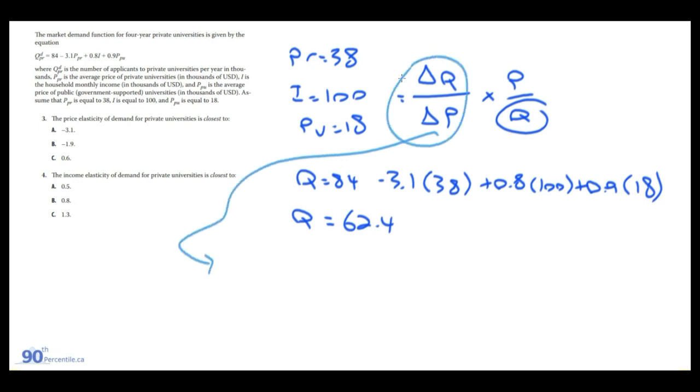We can bring this over here. This term is the slope in front of the private, so it's going to be negative 3.1 times the price, which was 38, over the quantity that we just solved for, which is 62.4. And the answer is negative 1.9. So it's B.